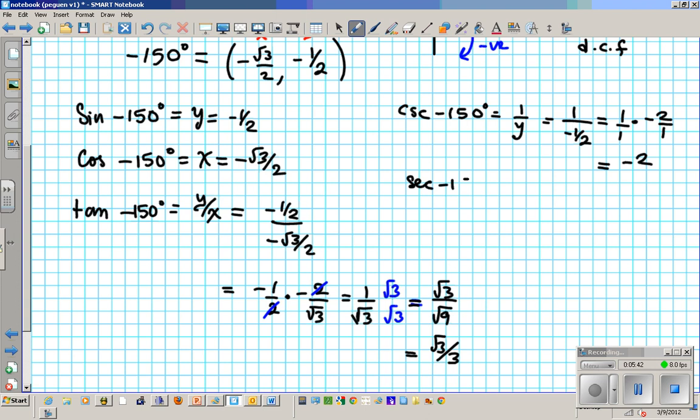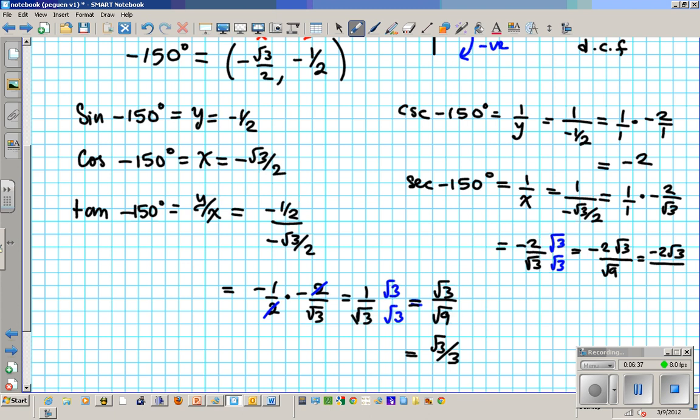Secant. Secant of negative 150 is the reciprocal of cosine, so this one is 1 over x. That yields 1 over negative root 3 over 2. Now, we have a fraction on the bottom, so we have to DCF this one also. You drop the top times the reciprocal of the bottom, which is negative 2 over root 3. Multiply across. That gives us negative 2 over root 3. Since you cannot have a square root as a denominator, you multiply by root 3, top and bottom. That gives us negative 2 root 3 over root 9, which is negative 2 root 3 over 3.